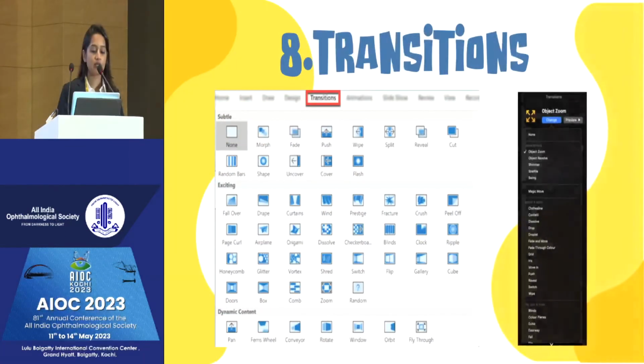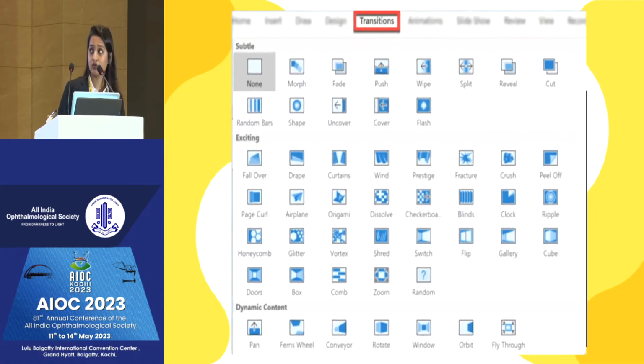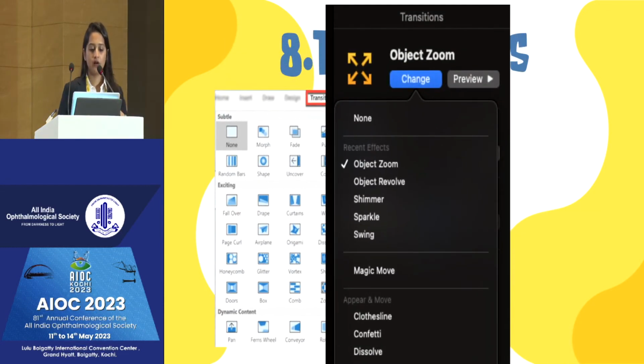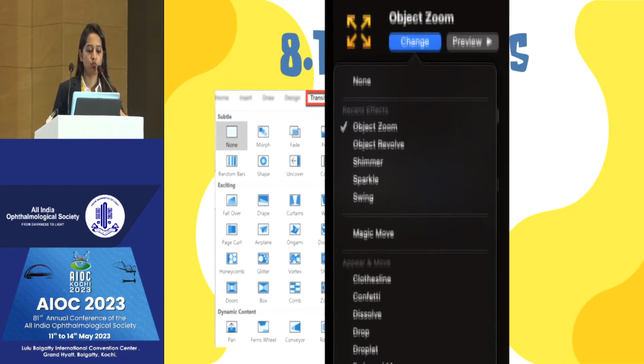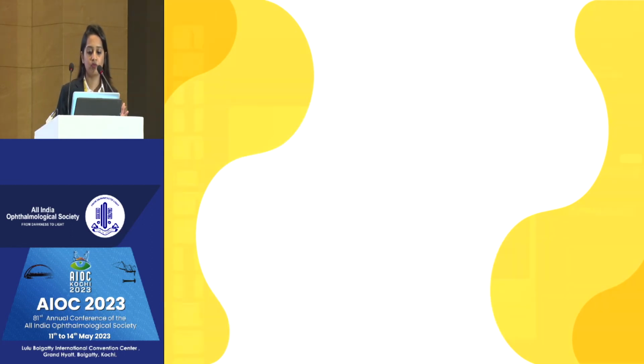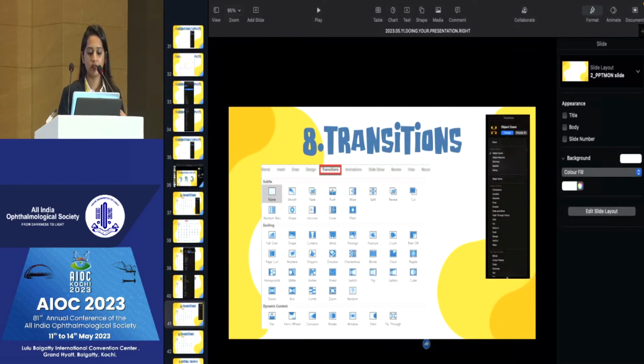Then coming to the eighth step, that is transition. Mainly transition is used to flow from one slide to the other, and it's used between two slides. So here there's a short video where we can see how we can use a zoom or revolve, or in PowerPoint we have the morph, or you can use a magic move in Keynote. So I'll show you a video showing the same.